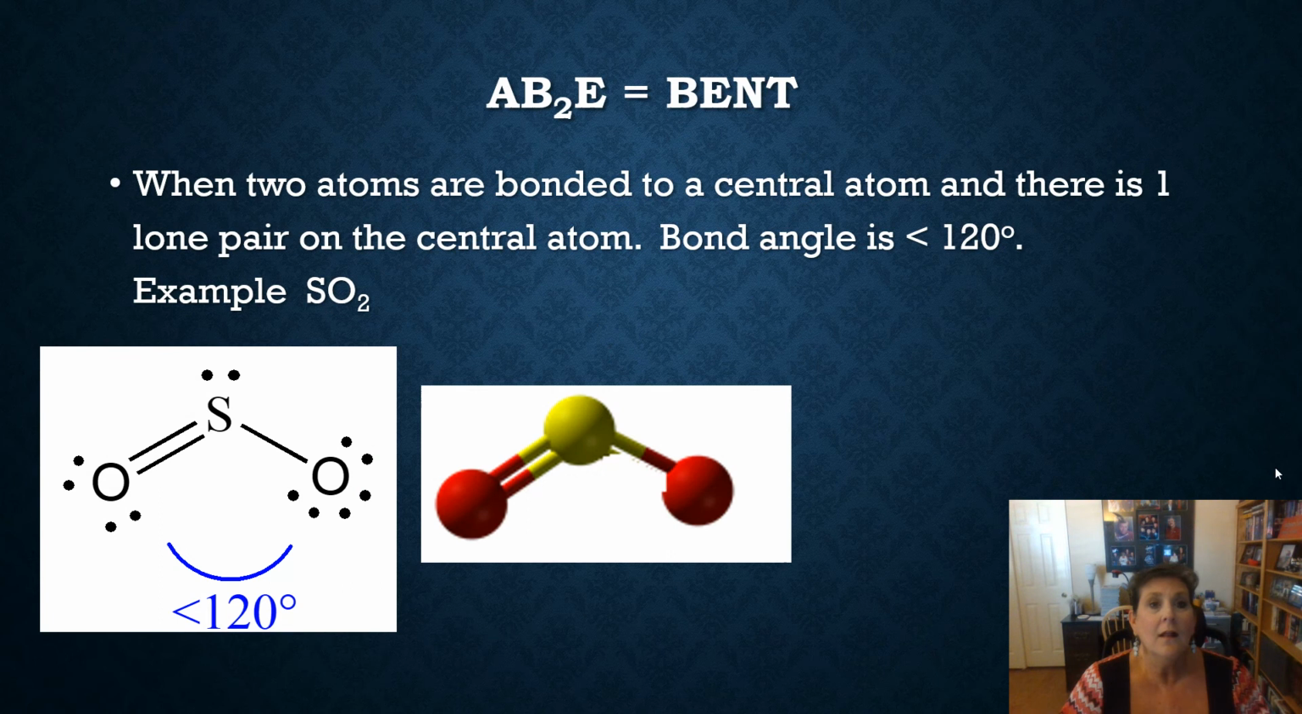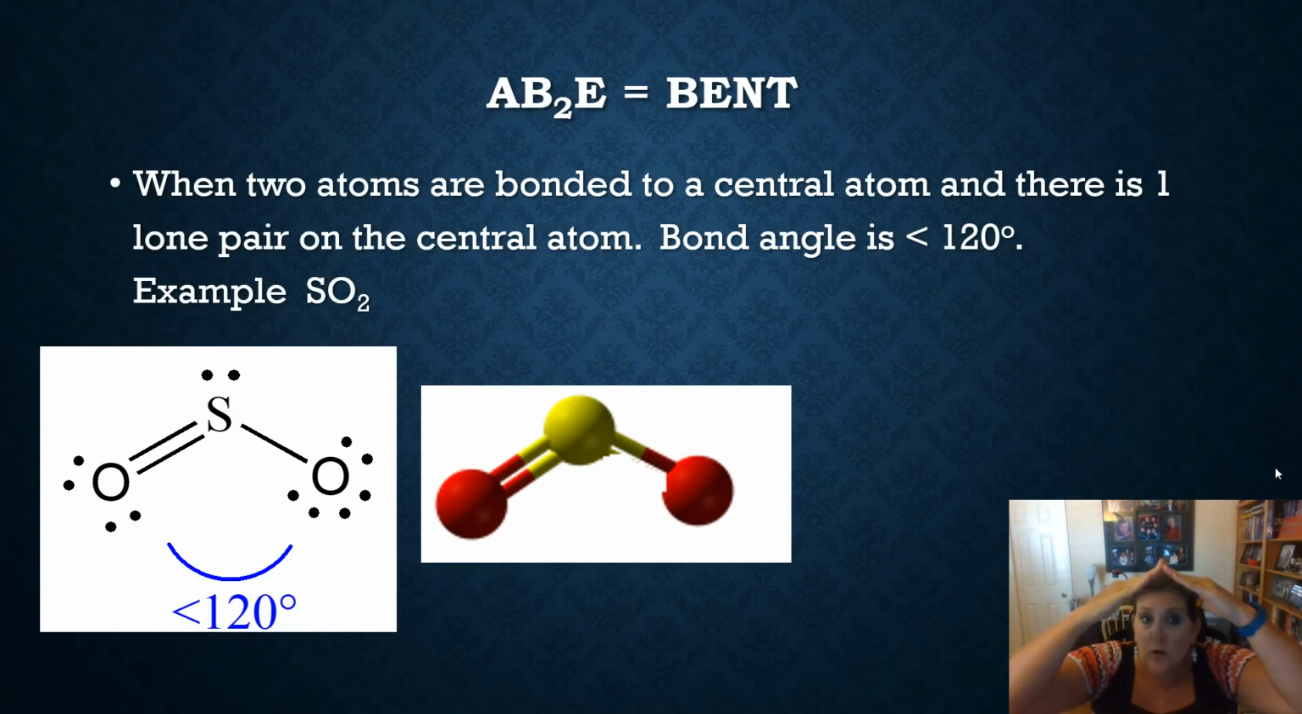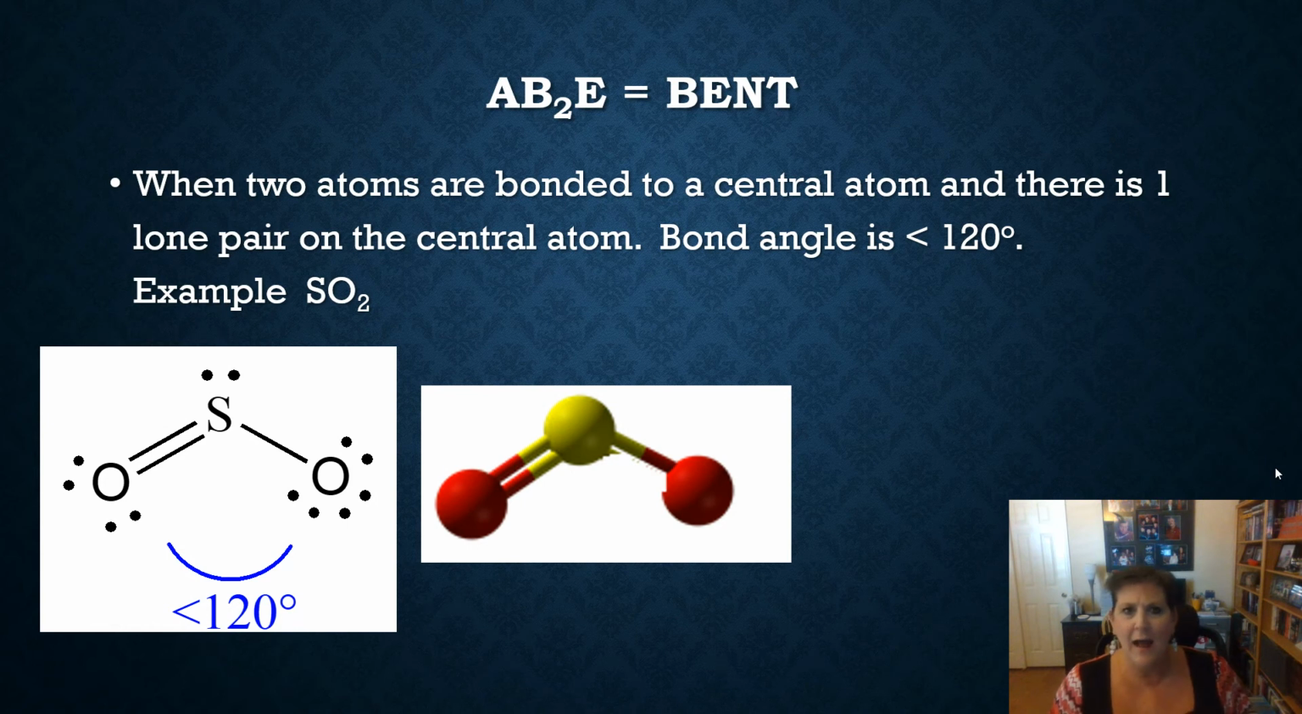Next. All right, AB2E. This is when we have 3 atoms, but we're not straight across. We're bent at an angle. So the name of the shape is actually bent. I always make fun of that because I don't think that sounds very scientific, bent, but no one asked me. So when you have 3 atoms, but they're not in a straight line, they're bent.